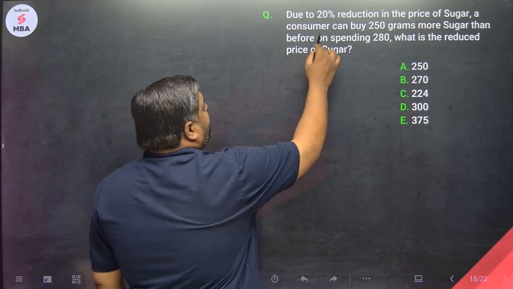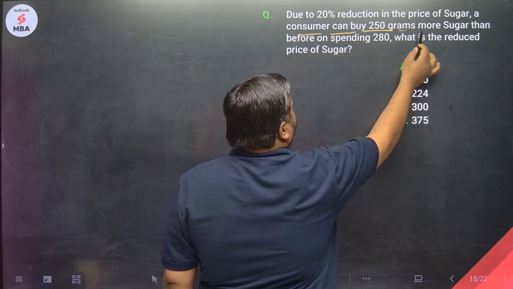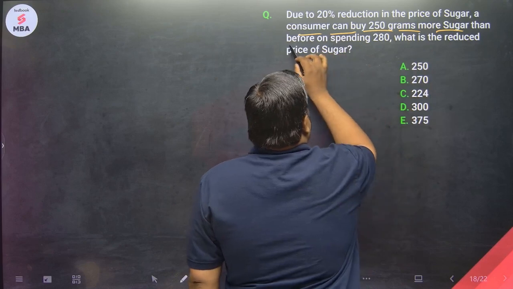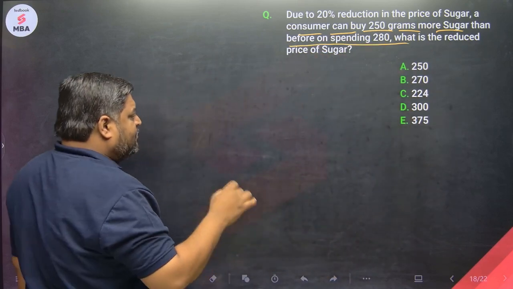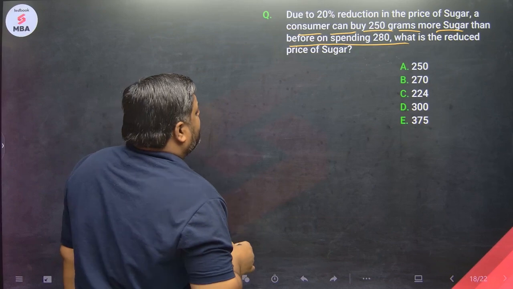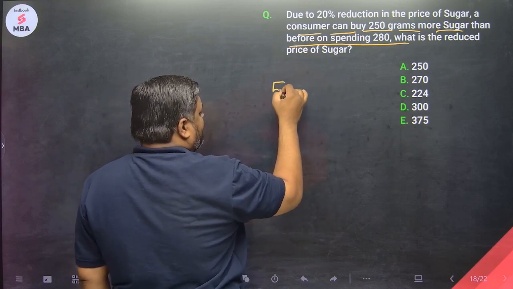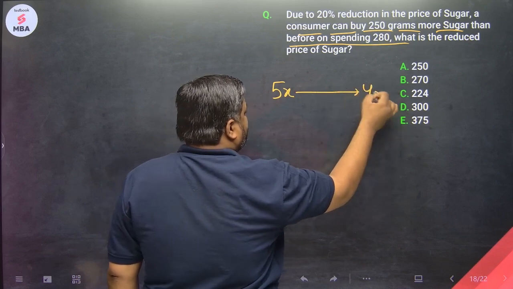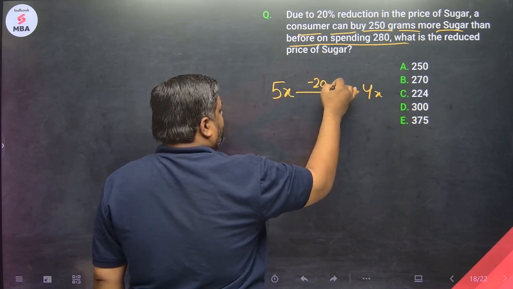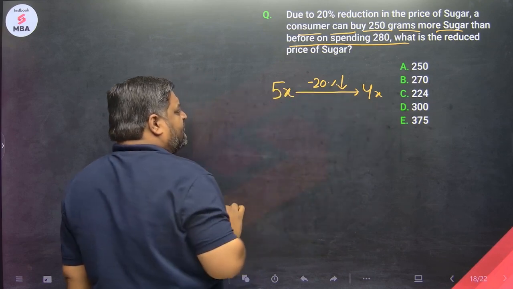Now, due to 20% reduction in the price of sugar, a consumer can buy 250 grams more sugar than before on spending rupees 280. What is the reduced price of the sugar? Now, let's say कि sugar का price पहले 5x था और फिर वो reduce होके हो गया 4x. 20% का reduction है ना. पहले 5x था, reduce होके हो गया 4x.